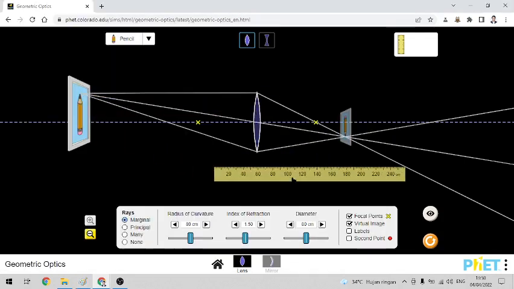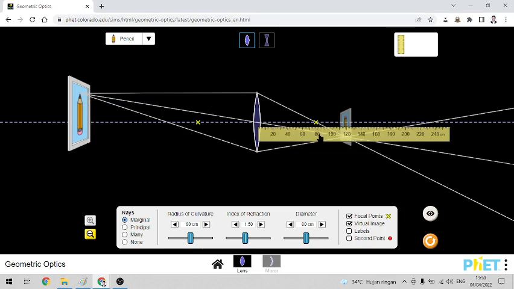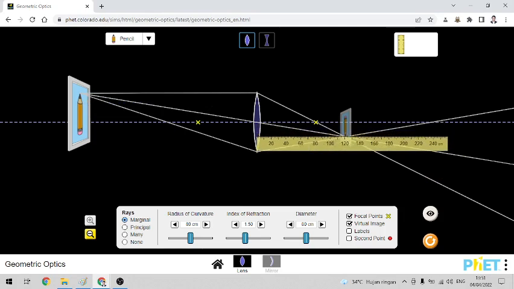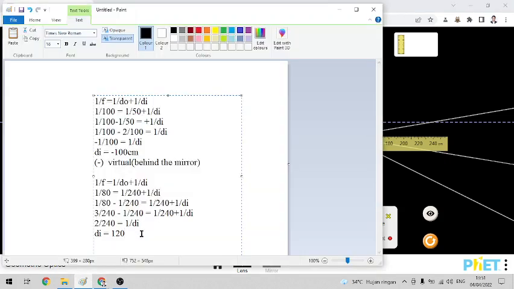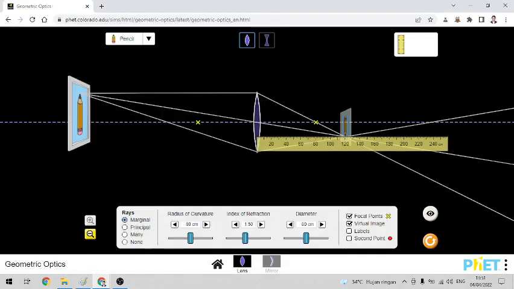Let's check in the simulation. Hopefully this is correct. 120, 120. Yes. Wow, good, very precise. 120. And it is positive, so it is real. Real means the image is on the other side of the lens, different side with the object. So the object is on the left and the image is on the right.